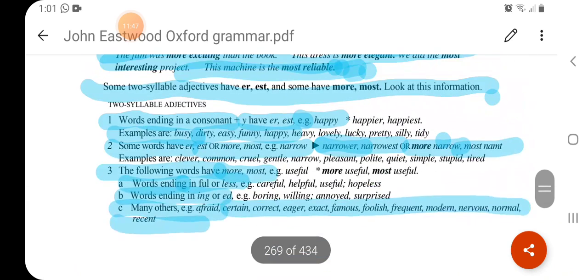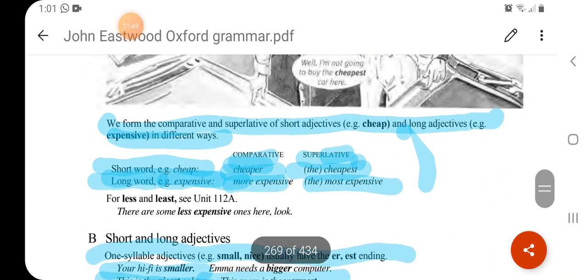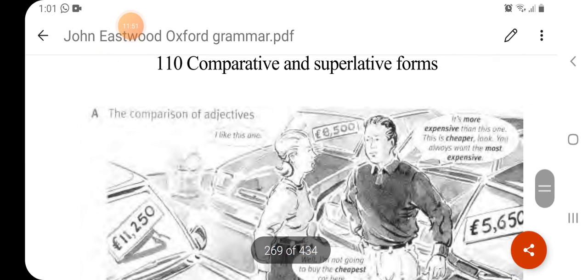So these were the comparatives and superlatives of adjectives. Now you have to practice them from your book, take some examples and solve them. Tomorrow we will start learning comparative and superlative forms of adverbs. Till then, take care. Allah Hafiz.